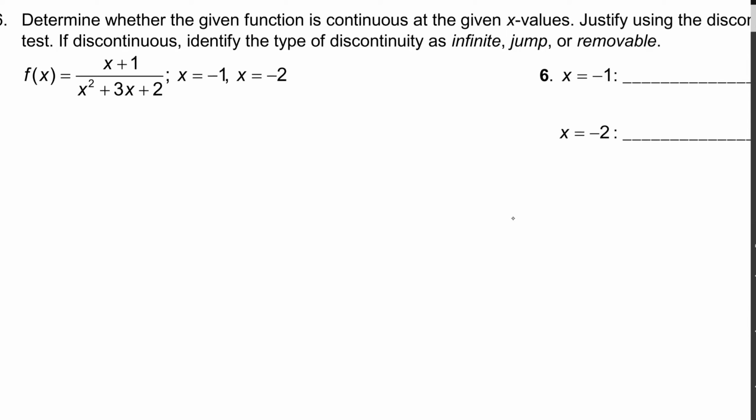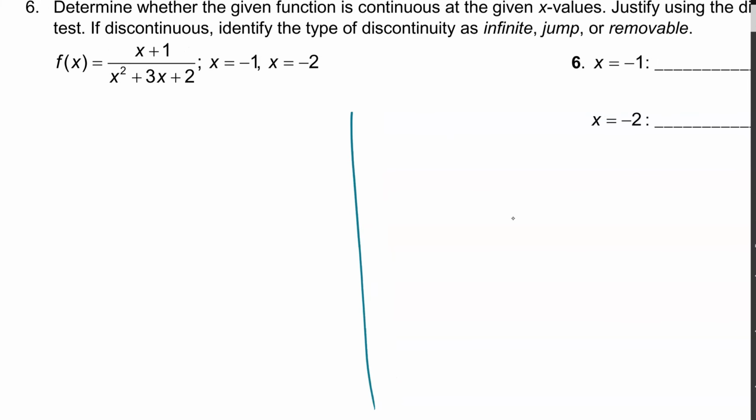Determine whether the function is continuous at each of the given points. You must justify using the discontinuity test. Each of the 3 steps needs to be shown. Okay, so you have to show all 3 steps. There's points associated with all 3 steps.